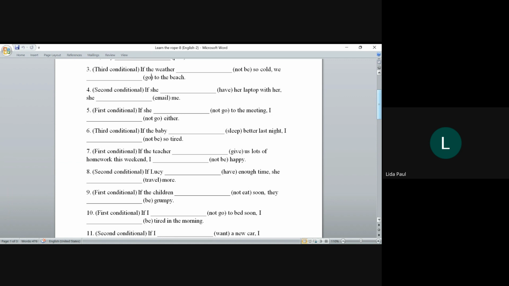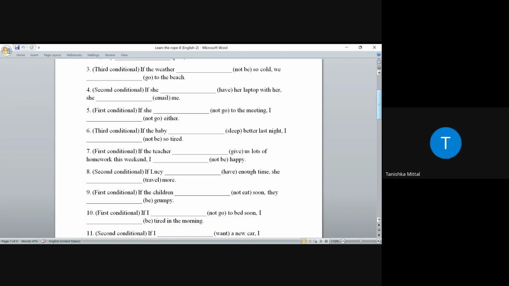What would you use in the conditional? If the baby had slept better last night... Ma'am, you are asking about the tense? Yeah, I am asking about the tense and the answer both.